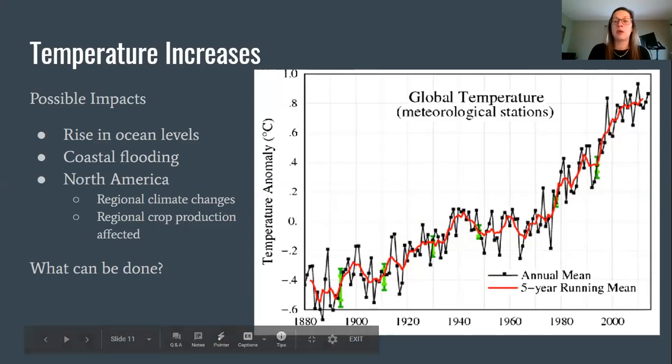This will impact our Earth by creating a rise in ocean levels and coastal flooding. In North America, you could see regional climate changes, which would change regional crop production. So what can we do about this?